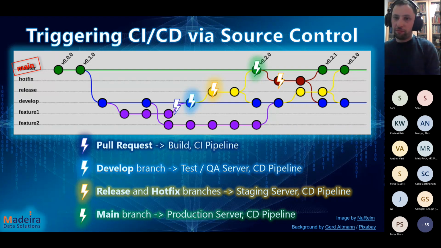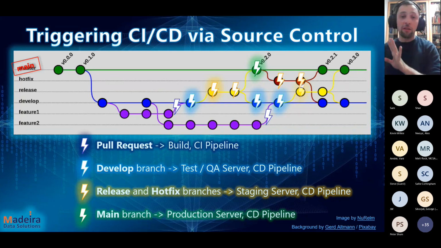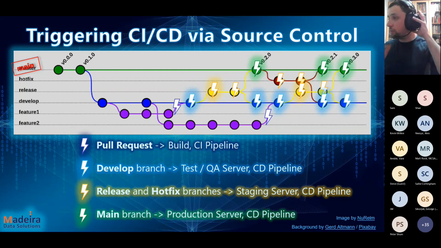This is just an example. Each one of these spots could trigger similar pipelines, similar processes, but which one, which environment, and which branch goes where would depend on organization policies and whatever the organization prefers and works best for them.